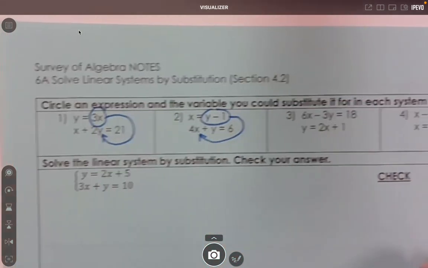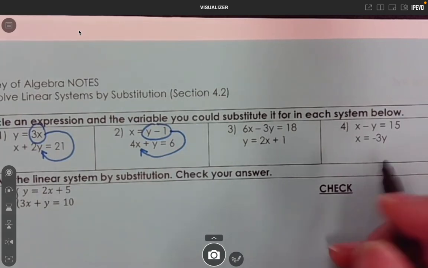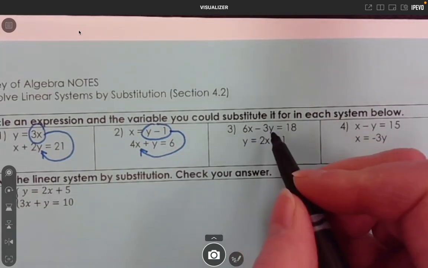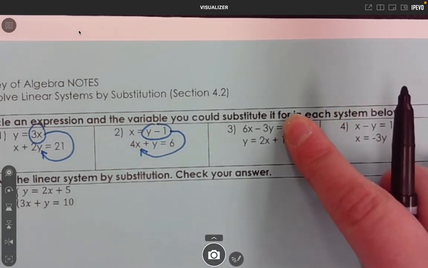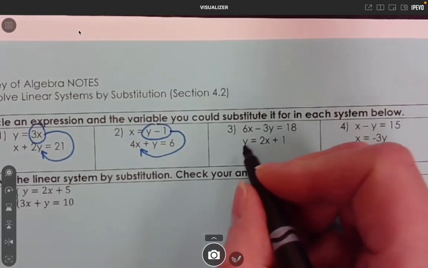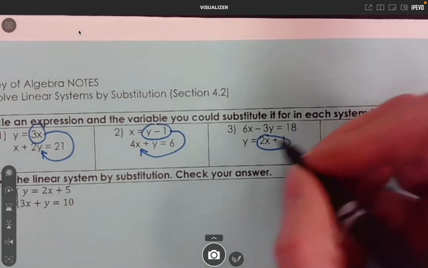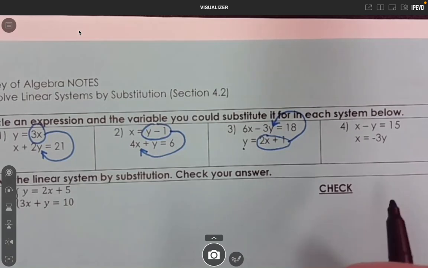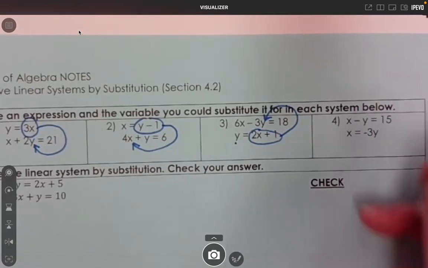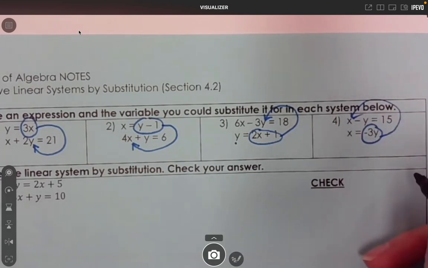Because it is equal to x, I'm going to substitute it for x. So let's take a look at 3. Do we have an x or a y in front of our equal sign alone? The first one is 6x minus 3y equals, so that one's not it. My x and y are together on that side of the equal sign. On the second one, I have y equals this entire expression, 2x plus 1. So that's what I'm going to circle. Because it's equal to y, I'm going to substitute it in for y. On my last one, x equals negative 3y. The x is by itself, so I'm going to substitute this for x.